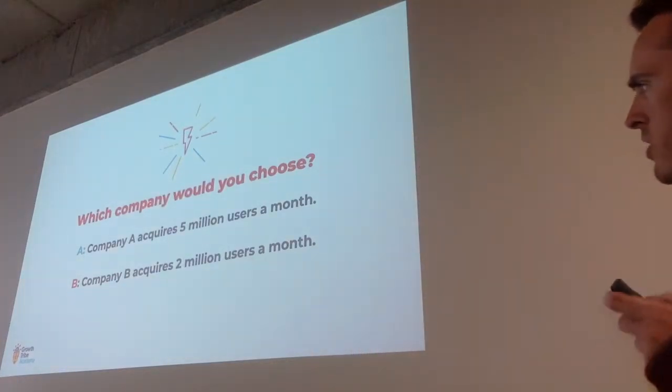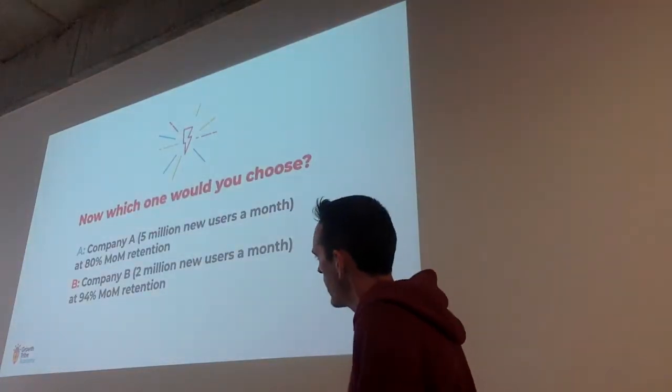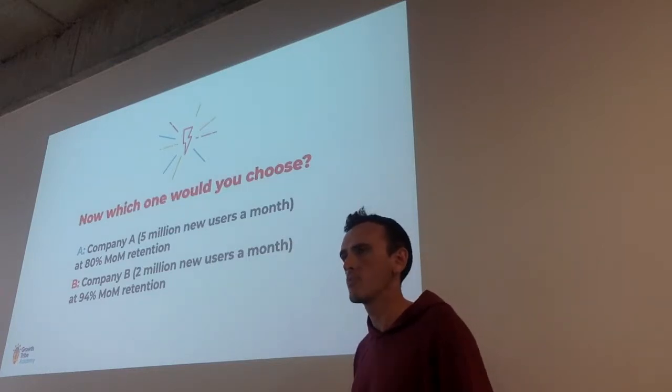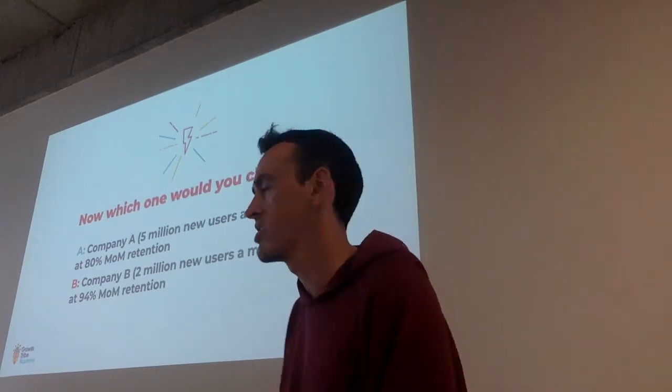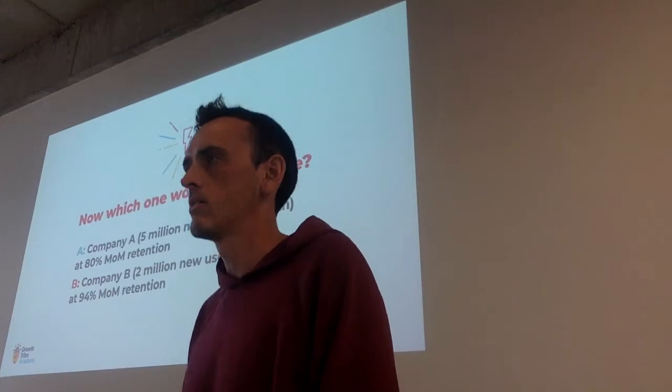Company A is right. Now we'll add a stat. The question is now, again, would you choose Company A or Company B? Company A has 80% month-on-month retention. Company B has 94% month-on-month retention. So Company A gets 5 million new users a month and Company B gets 2 million.